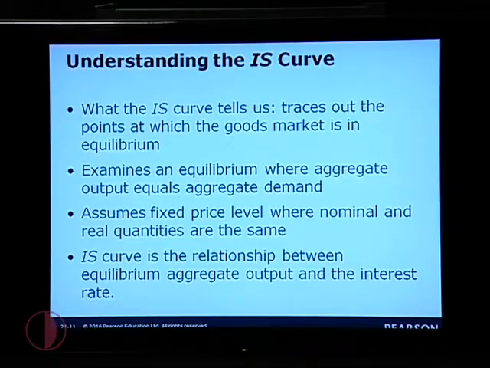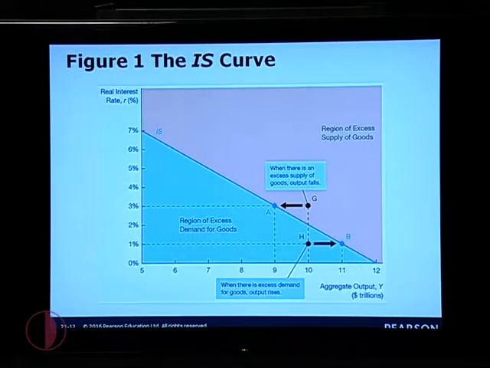Understanding the IS curve. What the IS curve tells us: it traces out points at which the goods market is in equilibrium. It examines an equilibrium where aggregate output equals aggregate demand. Assume a fixed price level where nominal and real quantities are the same. The IS curve is the relationship between equilibrium aggregate output and interest rate. Here is the IS curve.